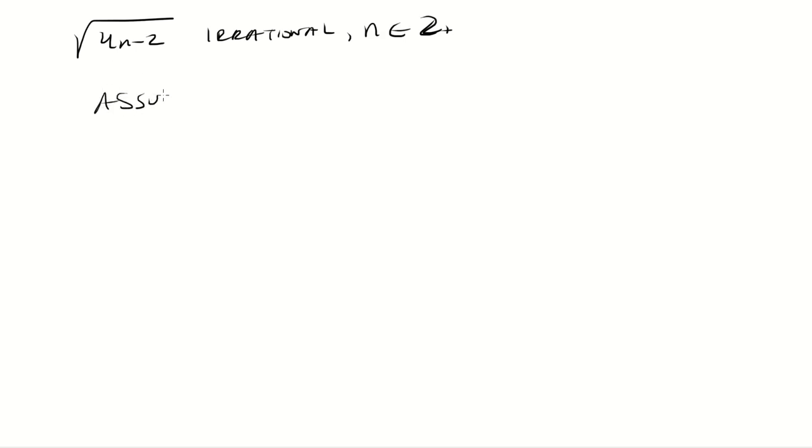Let's prove by contradiction that the square root of 4n minus 2 is irrational, given that n is a positive integer. So let's assume the opposite. Let's assume that it is rational.